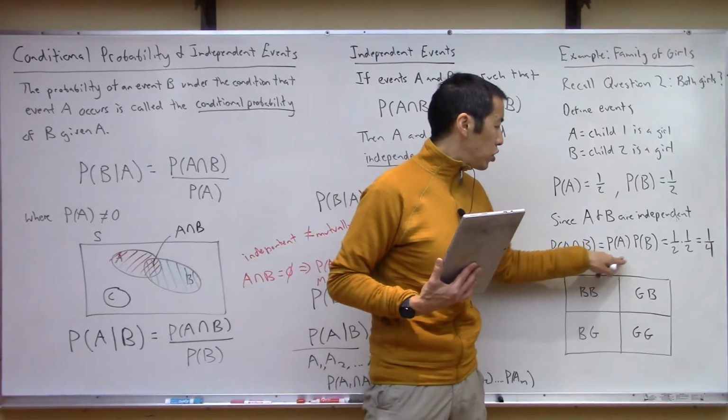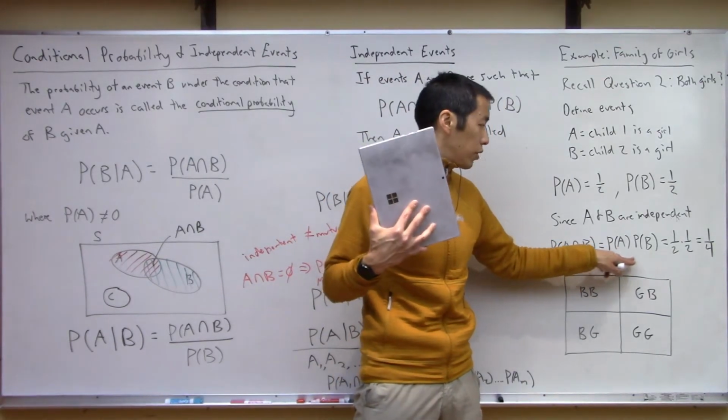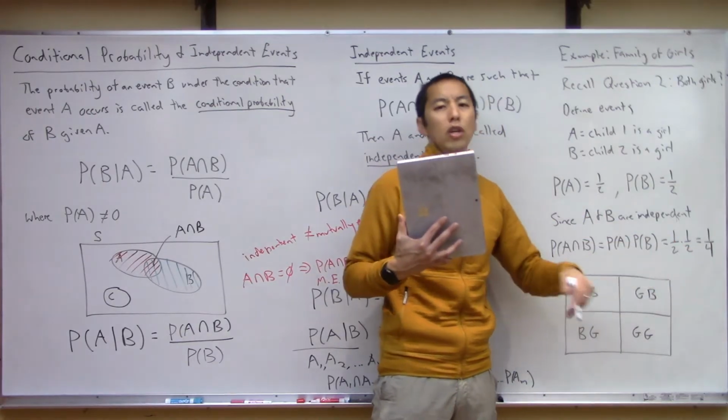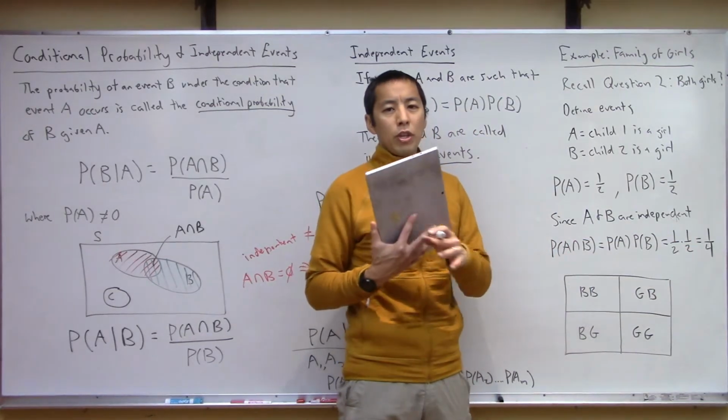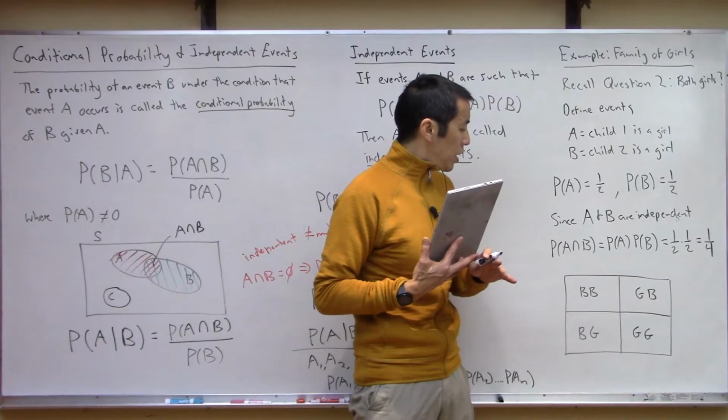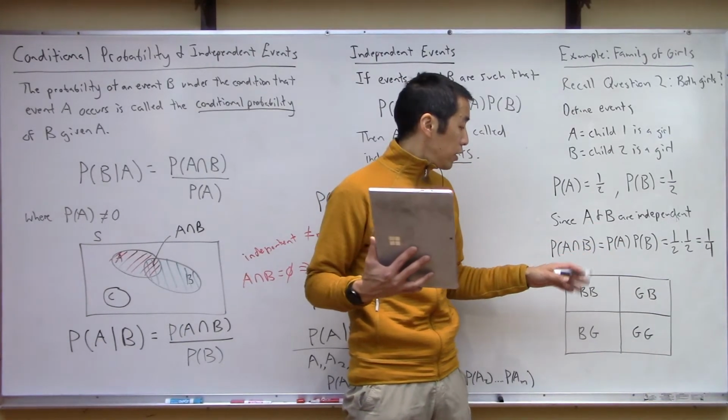And we get that now just using our multiplication rule like we saw earlier. So it's a half times a half, which is a quarter, which is the exact same answer we got when we simply enumerated the sample space.